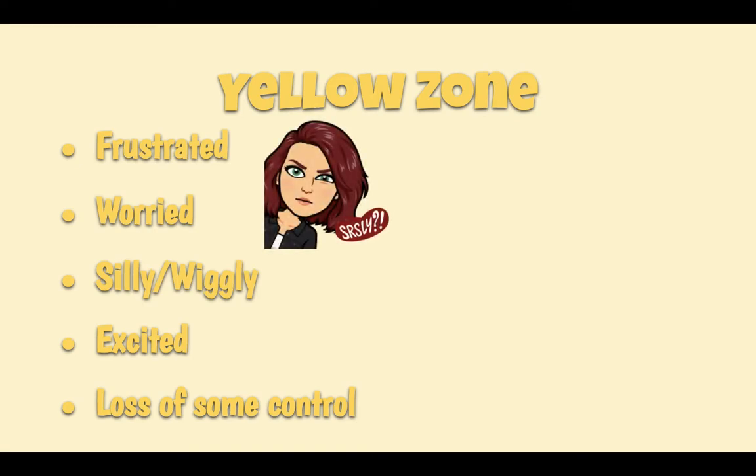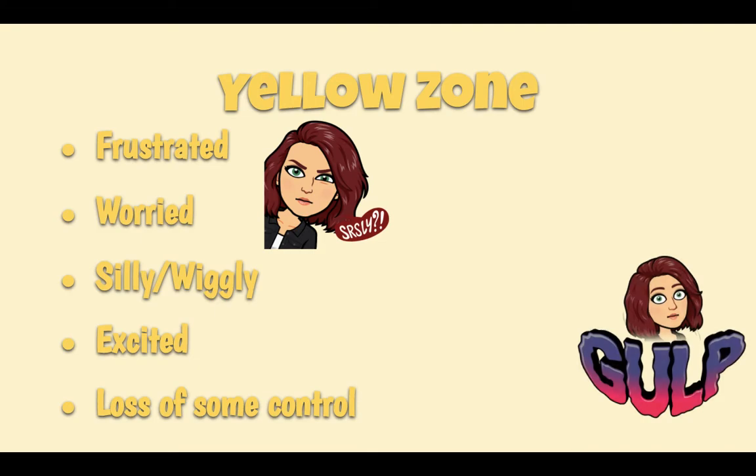And so what that would look like, frustration: you might look a little irritated, your body might feel a little tense, you are just kind of irritable, you might feel like you want to be a little sassy. Worried: maybe you have a test and you're a little nervous. I know some of us kind of felt in our yellow zone that first day of school. We were worried, we were nervous, we weren't sure what we were going to get ourselves into.